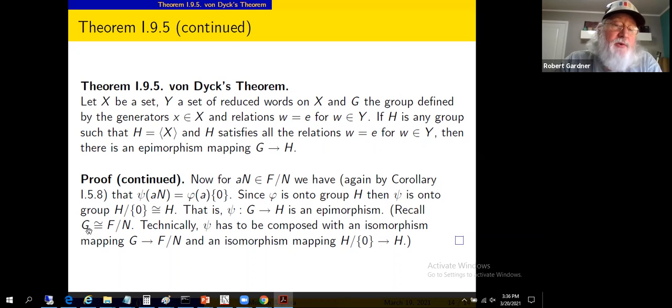So we'll start in group G, use an isomorphism to get us into F mod n, use psi to get us to H mod 0, and then another little isomorphism to get the H out. That's actually technically the epimorphism we're dealing with. So this is a touch oversimplified, but the argument's valid in that there exists an epimorphism mapping G to H, and that's what we were asked to verify.